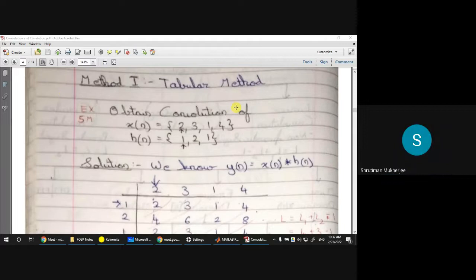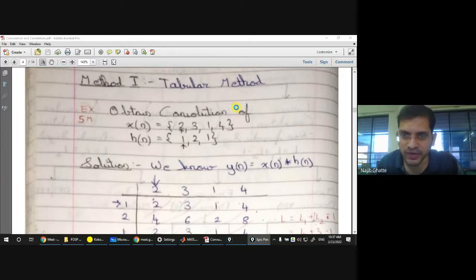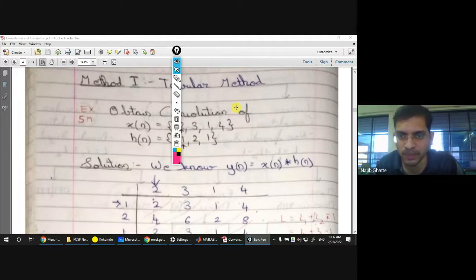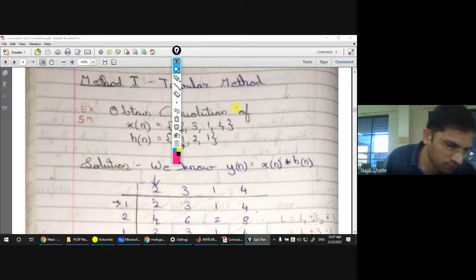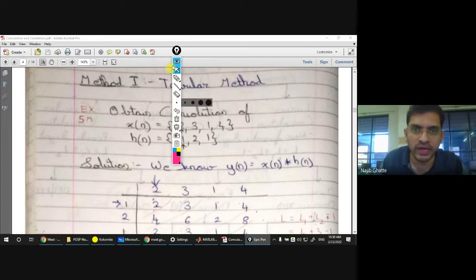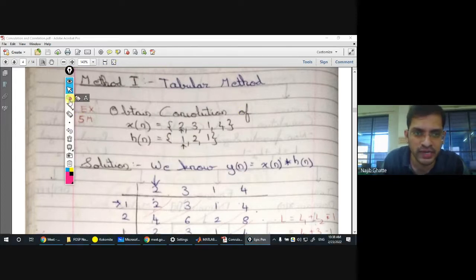L is equal to L1 plus L2 minus 1. Fantastic. Very good. So the formula we have just now pronounced is L is equal to L1 plus L2 minus 1. Now what is the meaning of this?